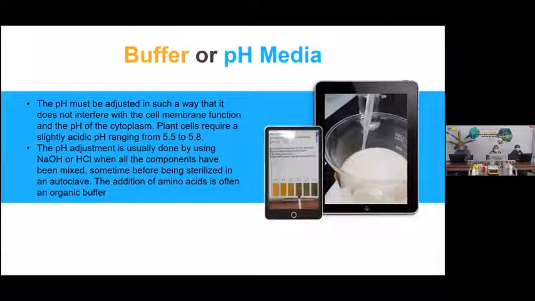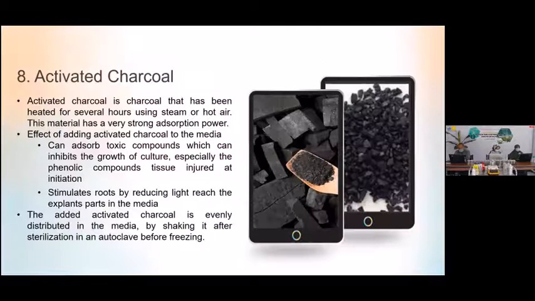And this is a buffer or pH media. The pH must be adjusted in such a way that it does not interfere with the cell membrane function and the pH of the cytoplasm. Plant cells require a slightly acidic pH ranging from 5.5 to 5.8. The pH adjustment is usually done by using sodium hydroxide or hydrochloric acid.